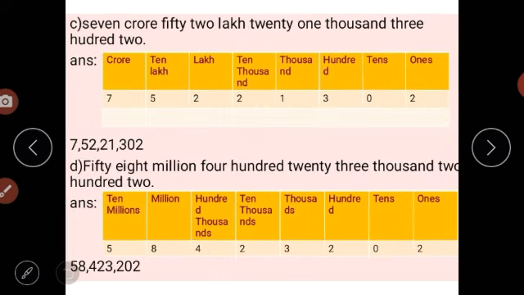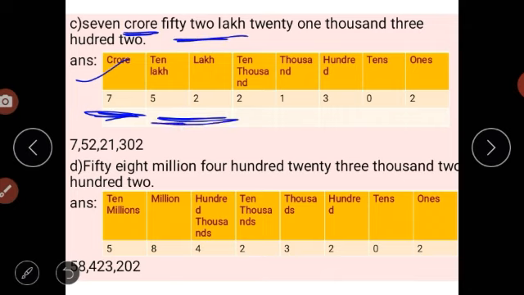Seventh question. 7 crore 52 lakh 21,302. So here this question also belongs to the Indian system of numeration. So here also we have taken a table consisting of the Indian place value system, and here the question is up to crore. That's why we have taken the values in the table up to crore. So here how many crores we have? 7 crores. So in the table of crore, what have we written here? 7. After that, how many lakhs we have? 52 lakhs.